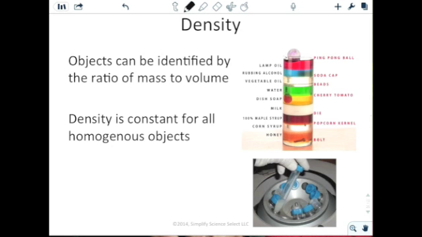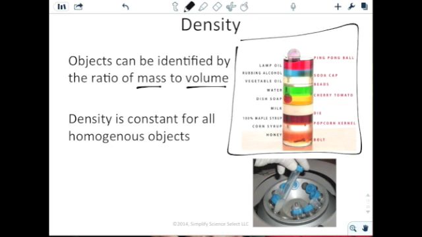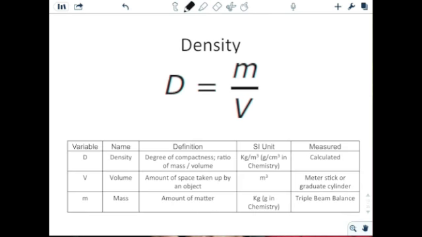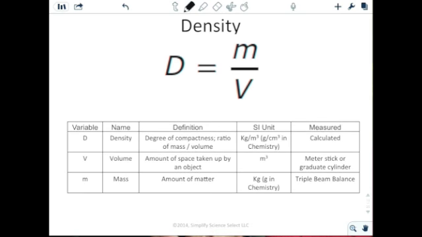Now, jumping into density. We talked about density a little bit. That's what our lab was about. Objects can be identified by the ratio of their mass and their volume. Density is constant for all homogeneous mixtures. We'll talk about mixtures a little bit later, but anything that's mixed and it's basically one continuous thing, then it's going to be the same density throughout. And this is a great example of a density column. We're looking at our mass, looking at our volume, and that will give us our density. We get density from the mathematical equation, where we have density, mass, and volume. And this is the equation that we use to calculate density.